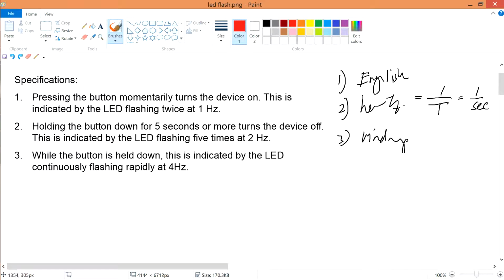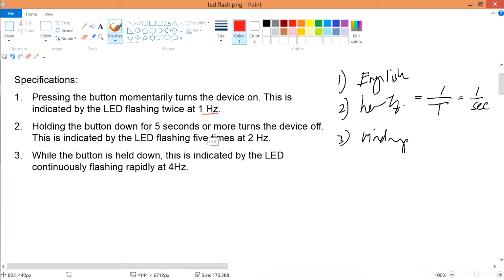As I say, the English itself is very important, because of the first sentence: pressing the button momentarily turns the device on. The word momentary, you may not know what it means. The meaning itself is just that when you press the button, the device is on. That's it. When you press the button, the device is on. Finish.